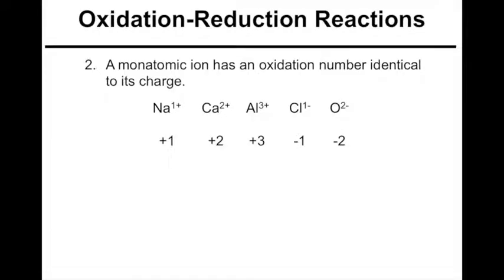Our second rule is that if you have an ionic compound that's composed of monoatomic ions, then the oxidation number is the same as the charge. So here we have a sodium cation with a +1 charge. Its oxidation number is +1. Here we have chloride, which has a -1 charge, and its oxidation number is the same as the charge. So for ionic compounds that are composed of monoatomic ions, the oxidation number is the same as the charge on each of the ions.